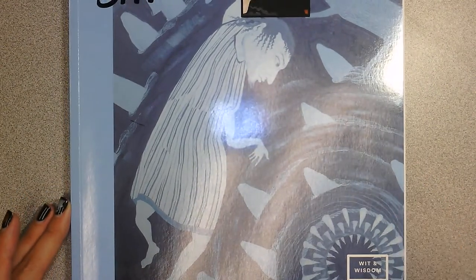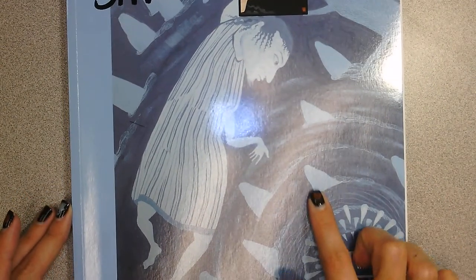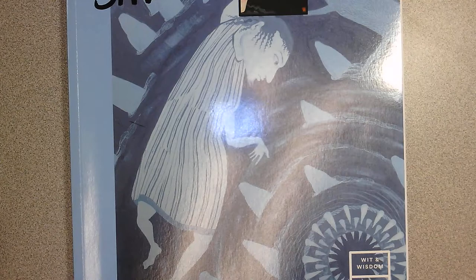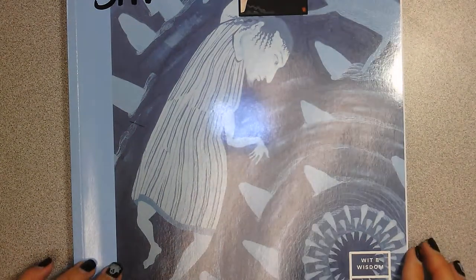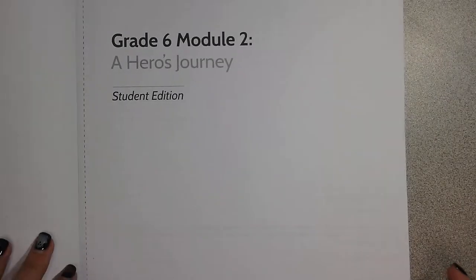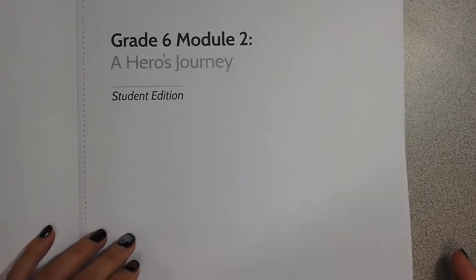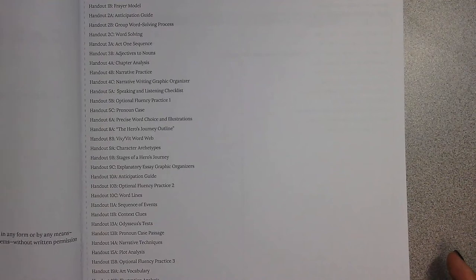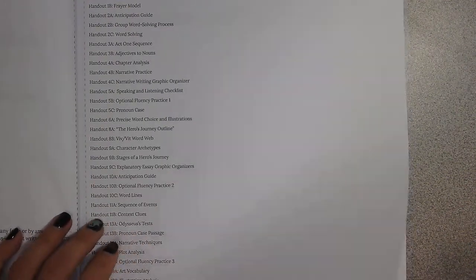Today we're going to go ahead and be working in our Wit and Wisdom workbook. You should be watching this video if you've already completed your EdSide quiz, and if you have already submitted that. You should also only be watching this video if you have completed your Quill assignments along with your handout 3A in the Wit and Wisdom workbook, which is this book.